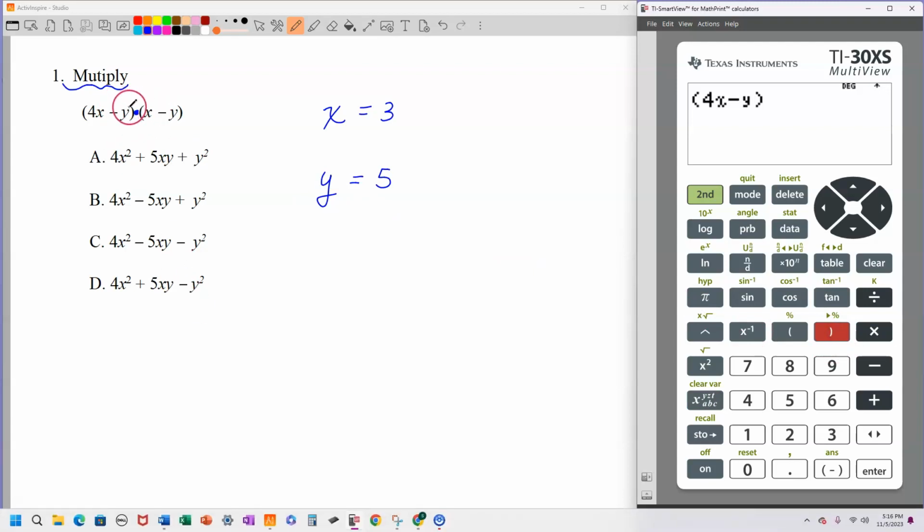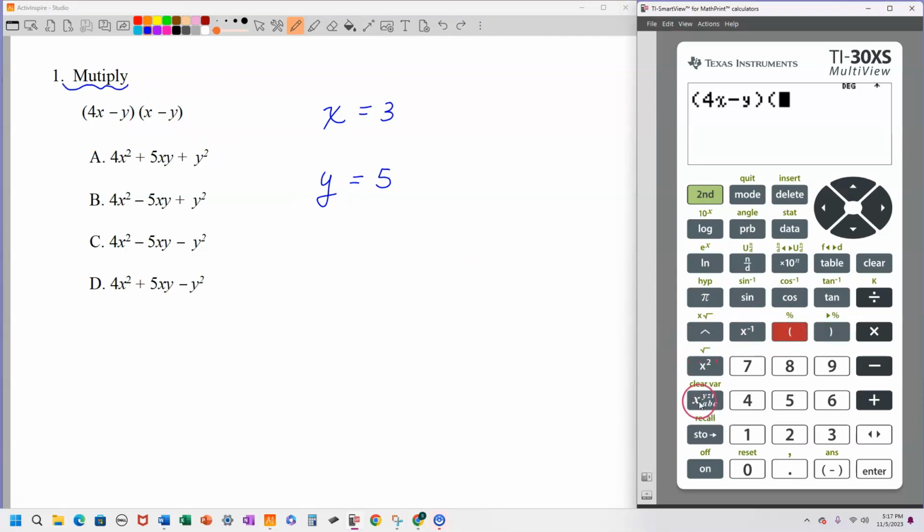I don't really need to show my times sign. The calculator knows, so I'm actually going to erase this. I'm going to just erase this times sign. Because when there's no operation, it implies multiplication. So just punch it in just like you see it. So now I'm going to go open parenthesis right here.